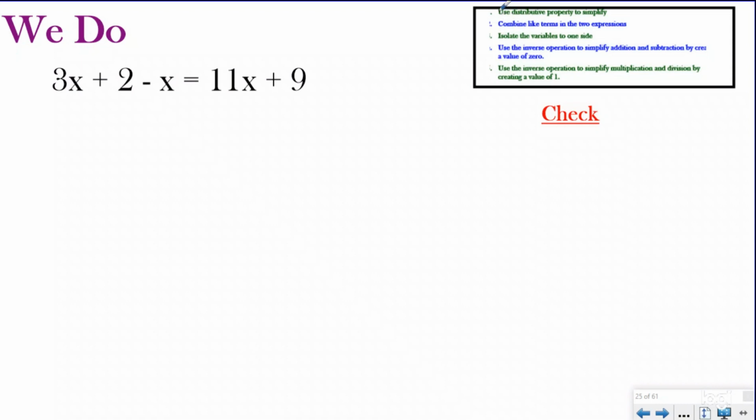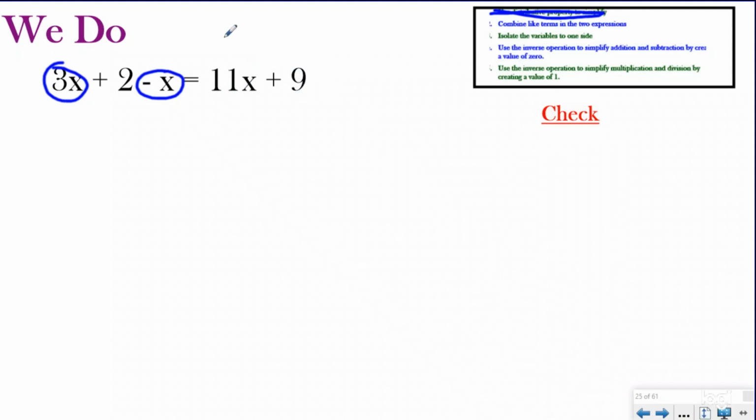So here we don't have any distributive properties, so I'm going to go ahead and cross that out right there. Then I want to combine like terms in my two expressions. Over here in this expression, I had a 3x, but then I also had a negative x because I'm subtracting x. And so I know I need to combine those. And then over here I had 11x plus 9. I can't combine those terms because they're not alike.